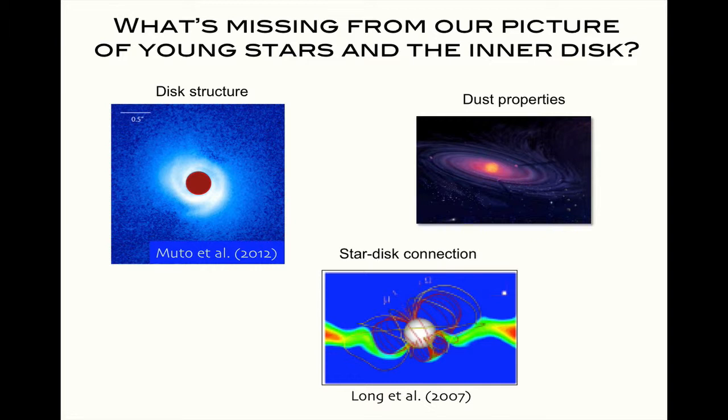This is a direct image which was recently taken of a disk around a young star, and the red dot in the center is actually blocking out the flux from the central star, and unfortunately it's also blocking out our view of the very inner part of the disk that we're so interested in. But I put this picture here to show you that there is non-symmetric structure, at least in the outer disk. You can see a spiral shape here, and the question is, does this structure persist into the inner disk?